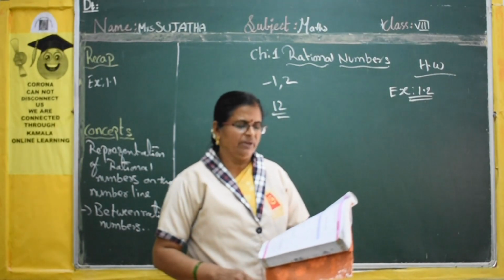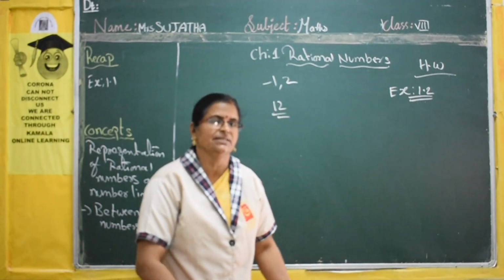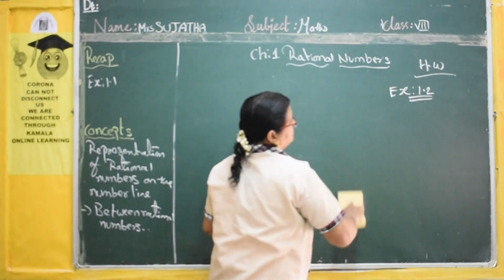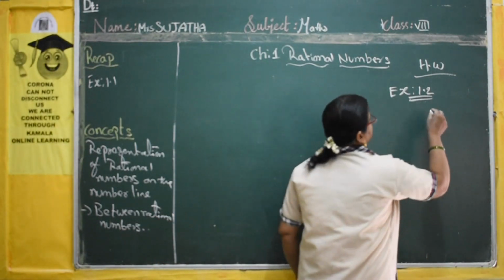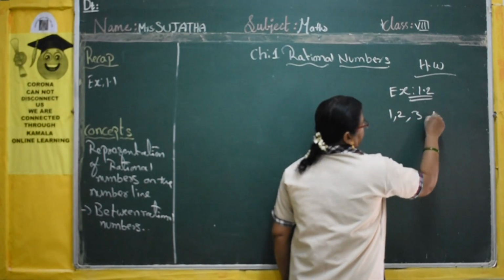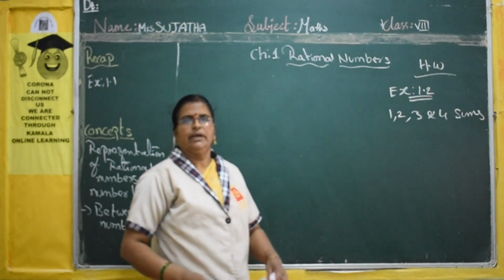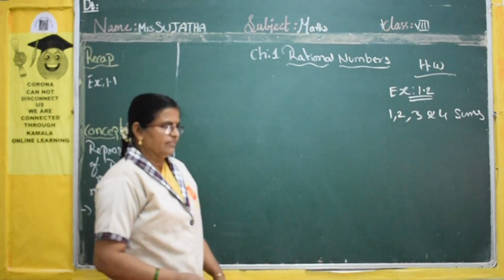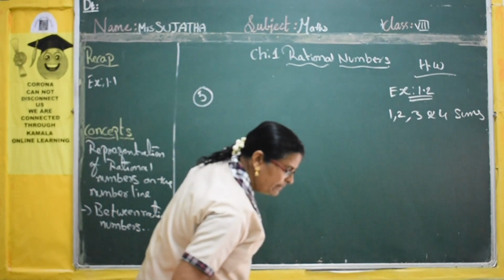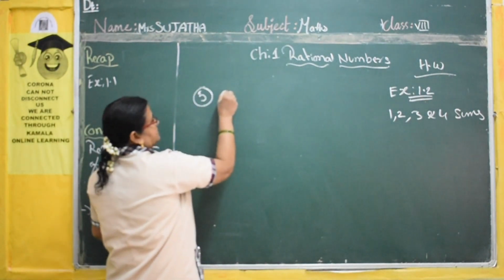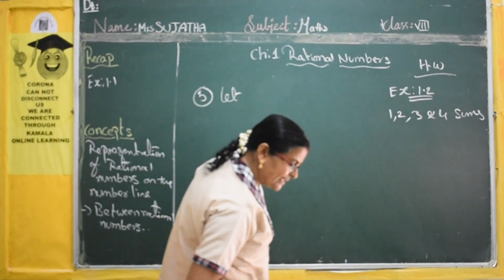Now, fifth one. Find a rational number between 2 by 3 and 3 by 4. Only the fifth one I will explain, because it is in rational form. Here, for homework you have to write 1, 2, 3 and 4 sums only. These 4 sums are homework. Now see, fifth sum, between rational numbers. I am giving the direct answer; you copy the question from the textbook.